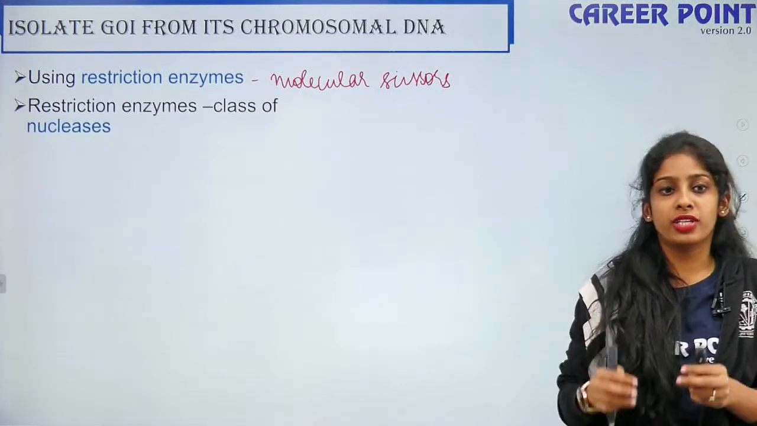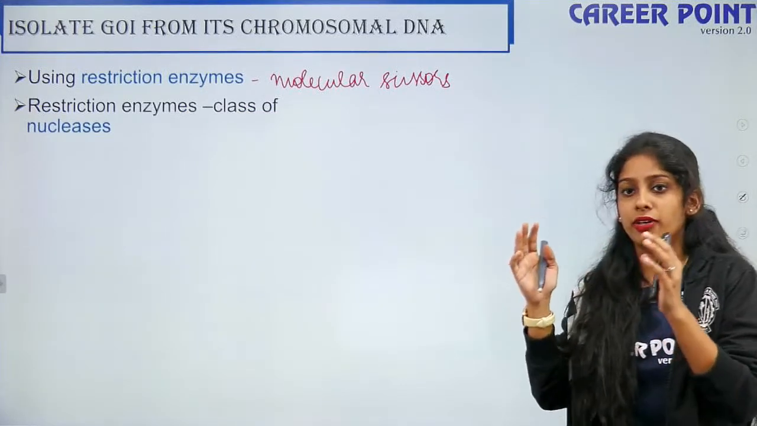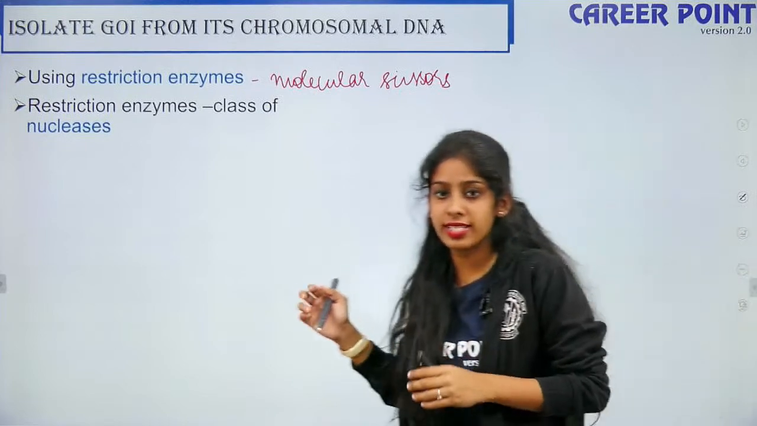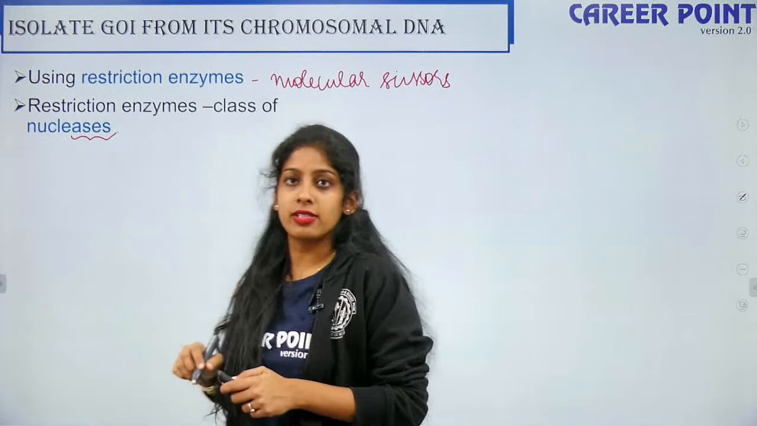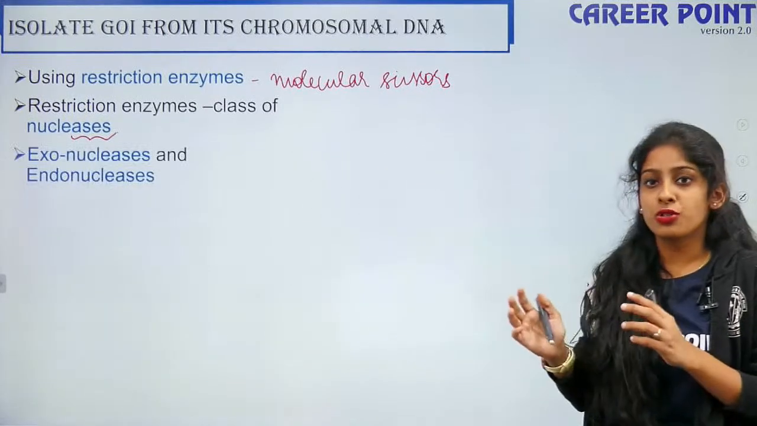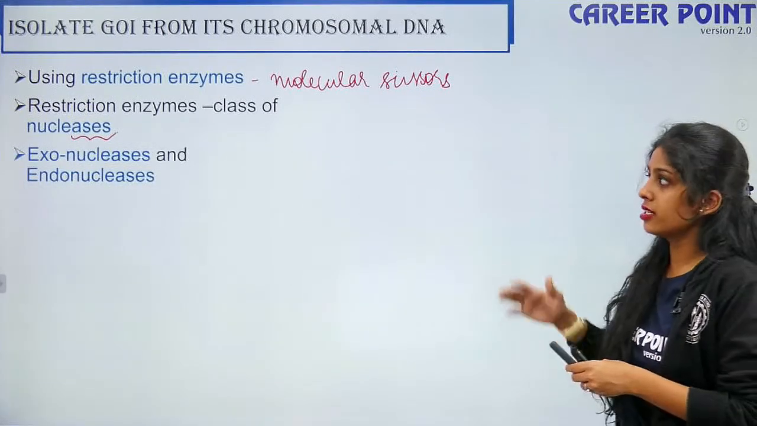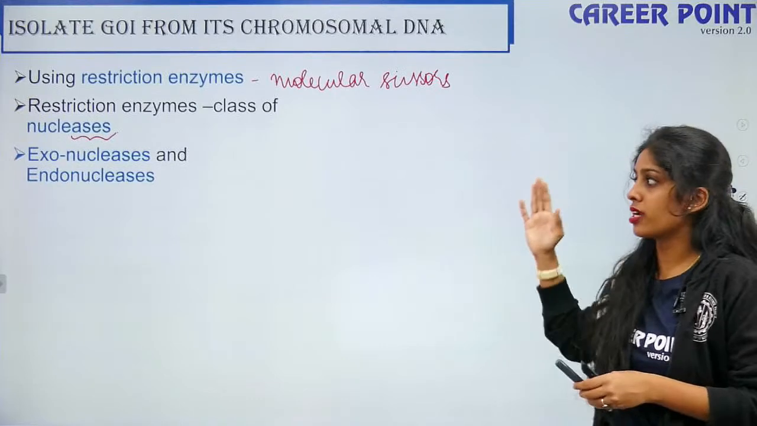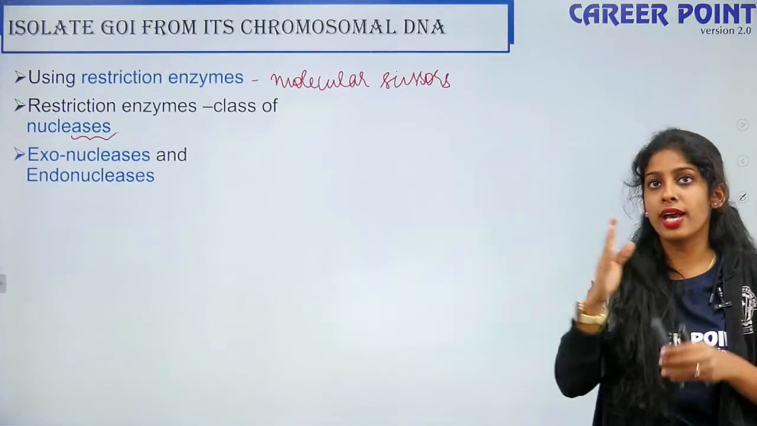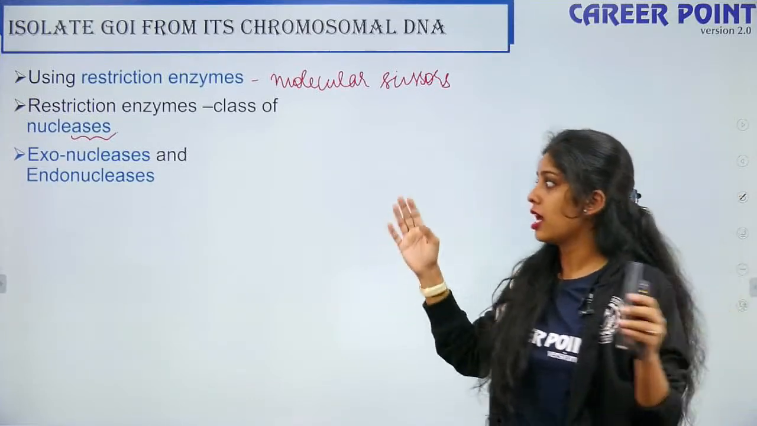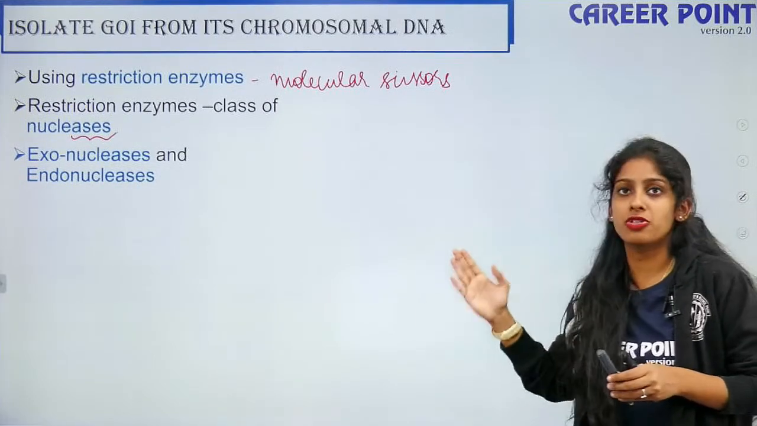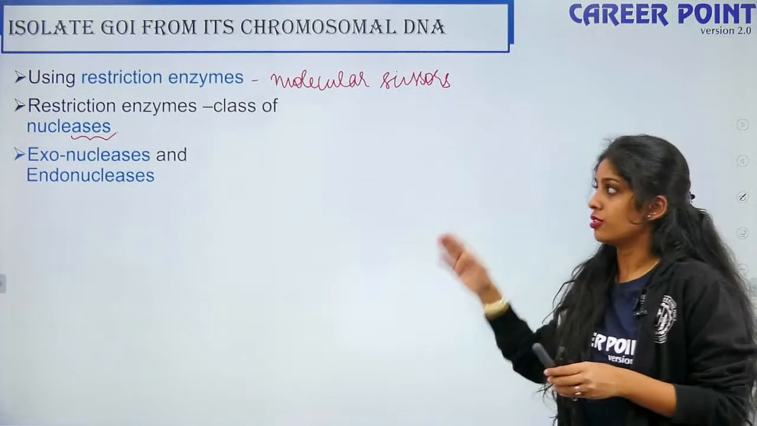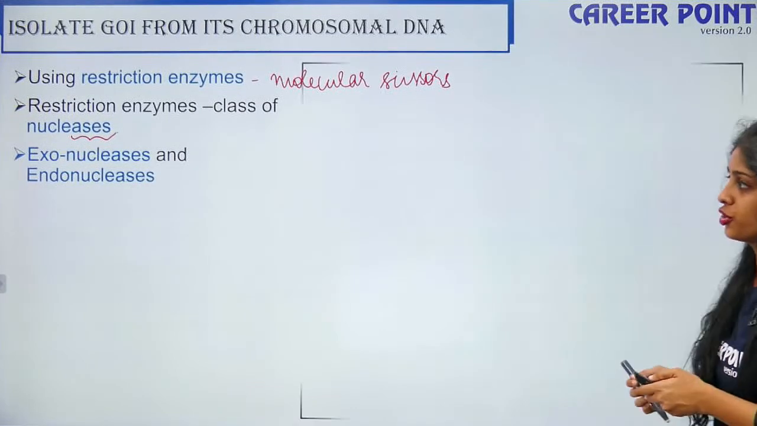So these restriction enzymes belong to a class of enzymes which are called nucleases. Anything that ends in -ase belongs to enzymes. Fine. So there are two types of nucleases here. One is exonuclease and one is endonuclease. Exo is outside, so it will chop on the terminals. Endo is inside, it will chop at a particular position on your double-stranded DNA. Alright, so this was the introduction I gave you for restriction enzymes.